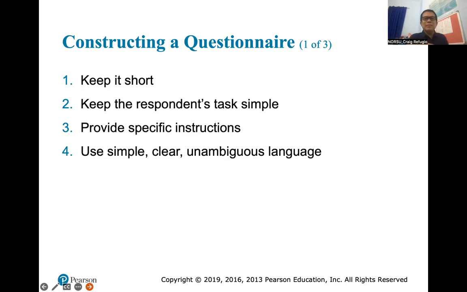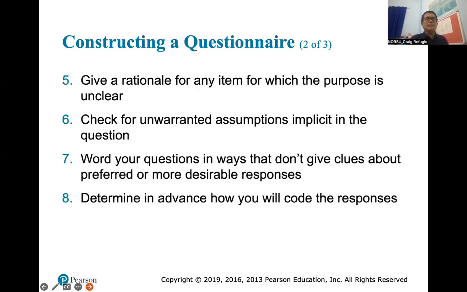So instructions must be what? Very specific, understandable, readable. Number 4, use simple, clear, unambiguous language. So the bottom line is use simple words, very common words that can be understood by the respondents or the subjects of the study. Number 5, give a rationale for any item for which the purpose is unclear.